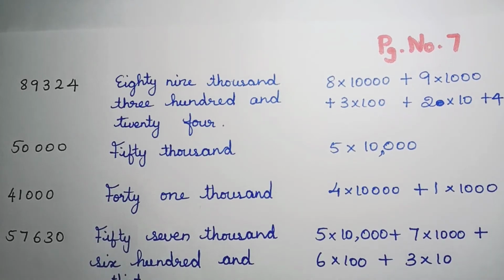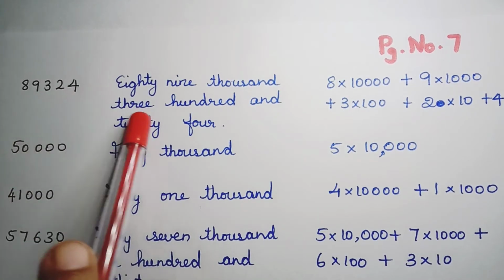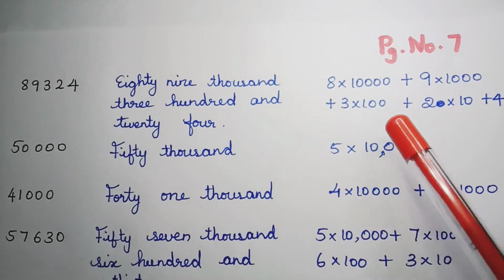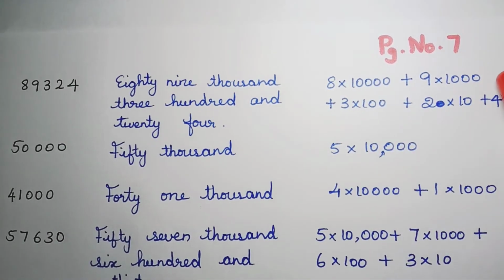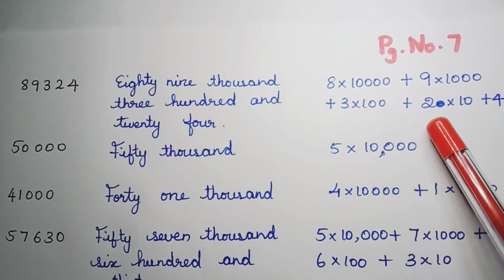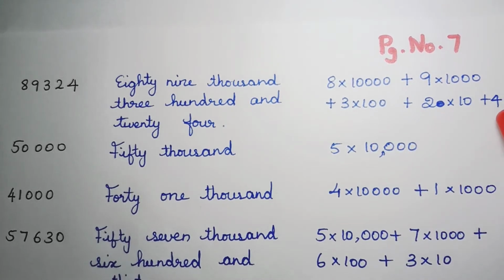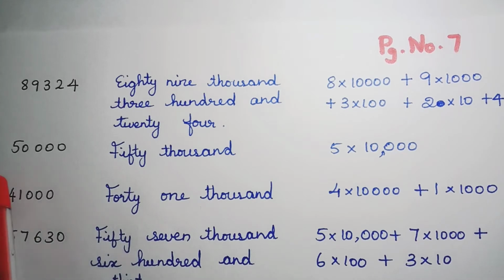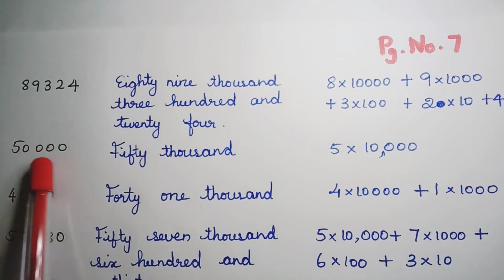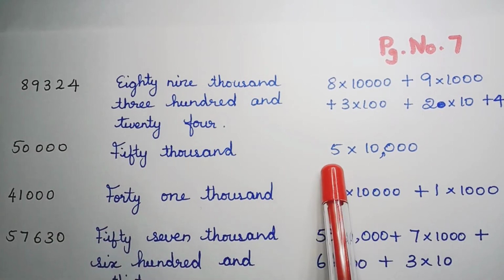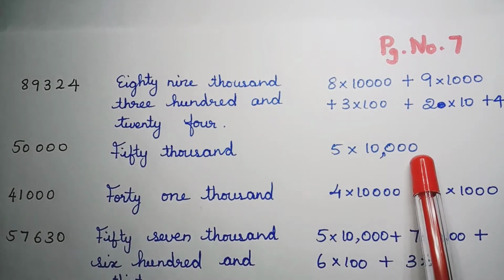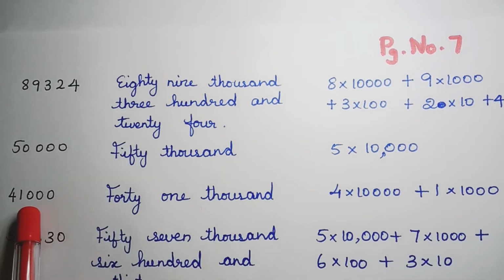So I have written the answers for the other questions. 89,324. Okay, just note it down. So when you expand, what is the value? 8 into 10,000 plus 9 into 1000 plus 3 into 100 plus 2 into 10 plus 4. Okay, in the same way, how to write the further answers? 50,000. You don't have any other numbers here. So just 50,000 and the expansion is 5 into 10,000. Okay, for zeros, you don't have to write anything.